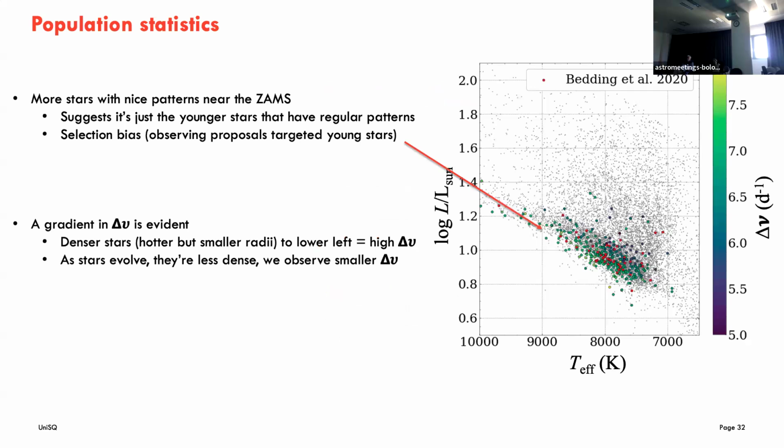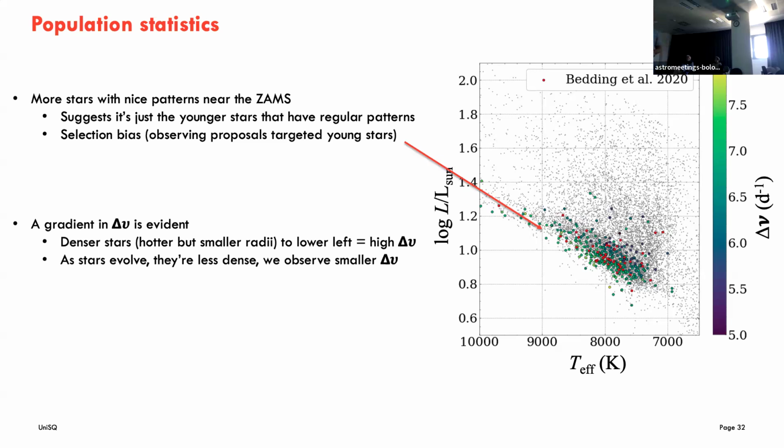So that allows you to do some population statistics. We find that there are more stars with nice patterns than the ZAMS. Now that does suggest it's just the younger stars that have the regular patterns. But we also have to acknowledge that we have a selection bias. We specifically targeted those younger stars, right?